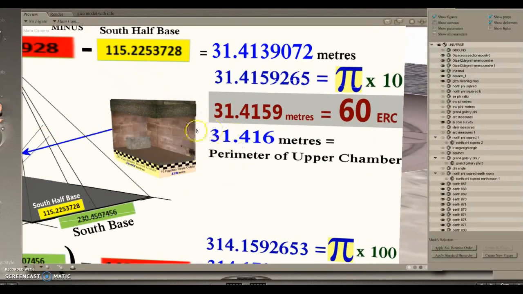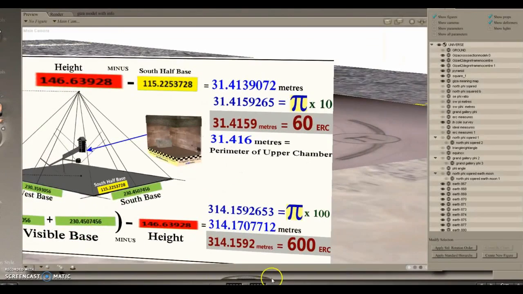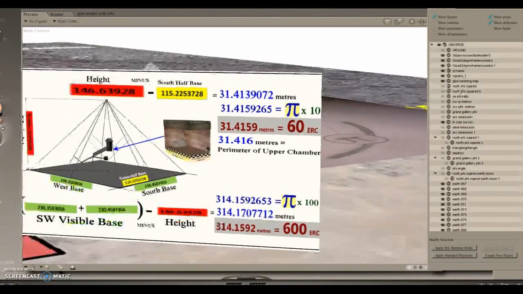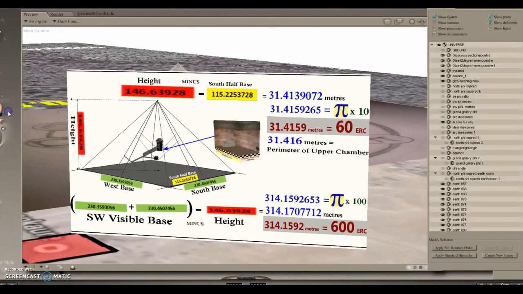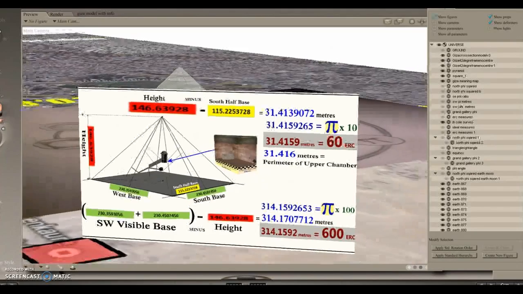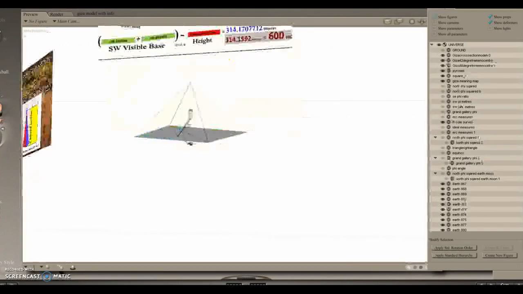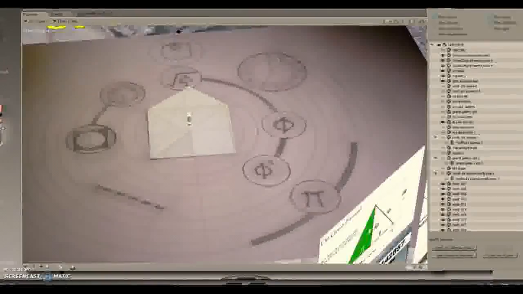Well, we see that repeated again inside. So in the King's Chamber, pi times 10 meters, or 60 Egyptian royal cubits. And again, I'm going through these quickly. I've done longer videos where I go into more detail, but just as an example of the importance of looking at the Great Pyramid as a three-dimensional object and what will start to emerge from there.